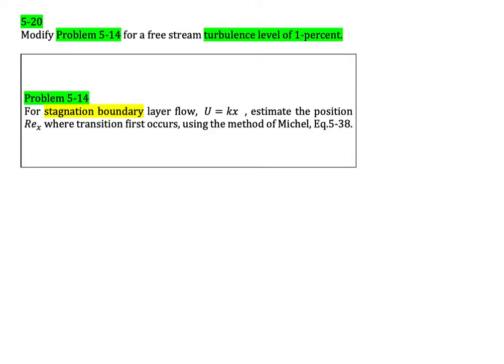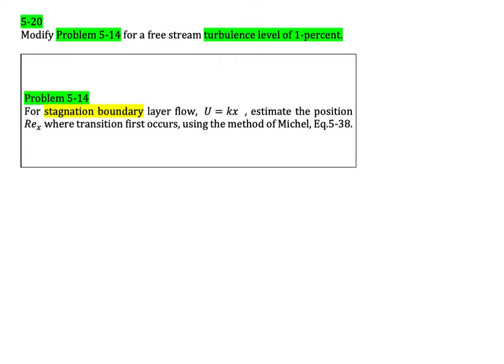So we go for question 5.20: modify problem 5.14 for a free stream turbulent level of 1%. I think for those who do CFD, sometimes they are very particular with the turbulent level. Normally for a low turbulent level, maybe they use a maximum of 1%, while a high level might be around 5 to 20%.